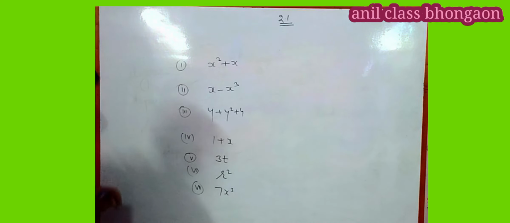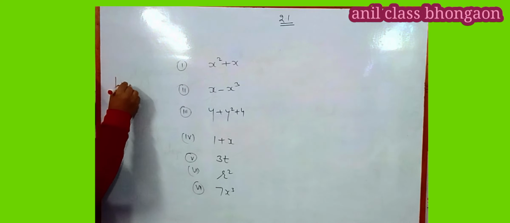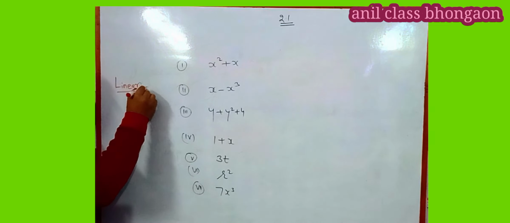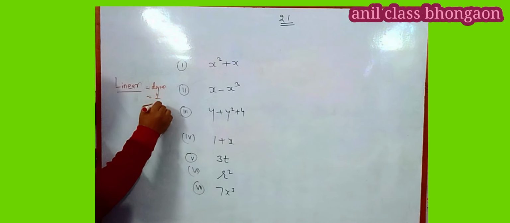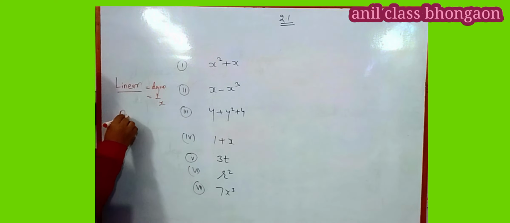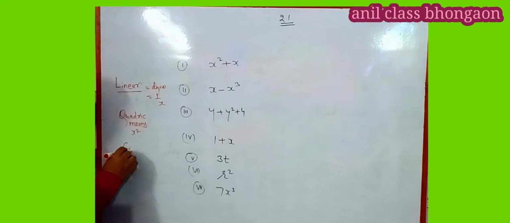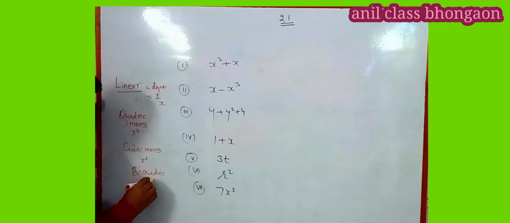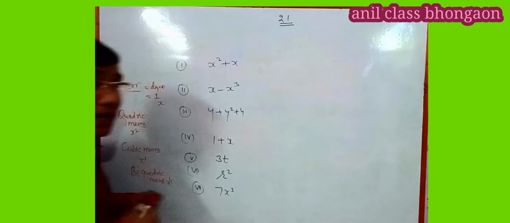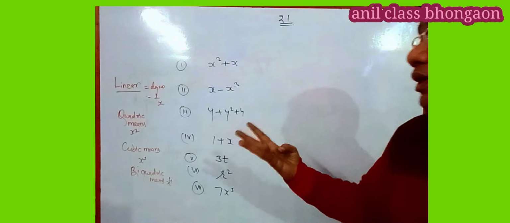So you know what is linear? Linear means single power, where degree is equal to 1, that means x. Quadratic means x square, degree 2. Cubic means x cube, degree is equal to 3. And biquadratic means degree is equal to 4, x power 4. So you can identify which has a degree of 1, 2, 3 and 4.